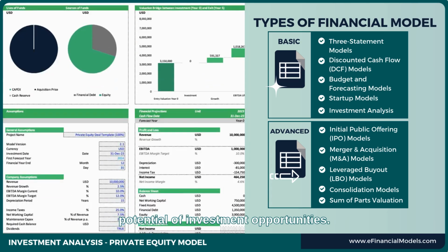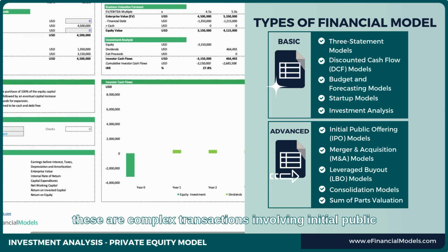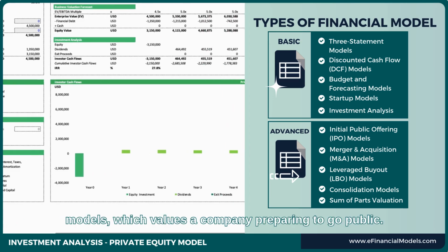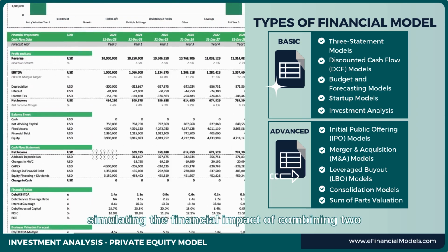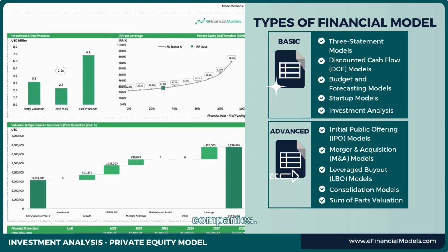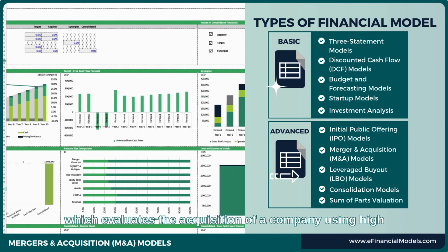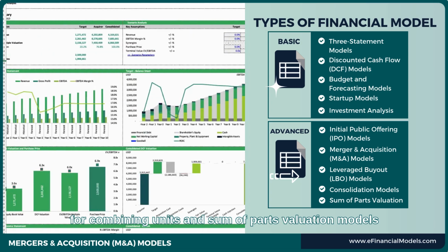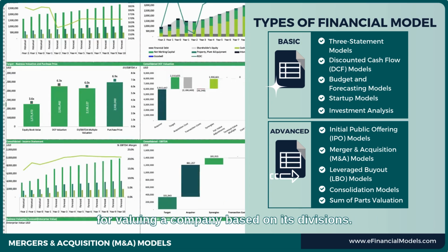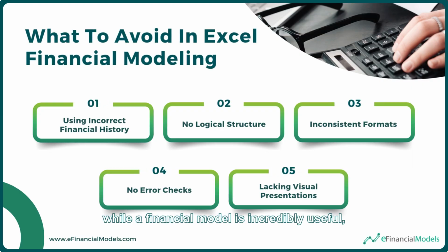And for advanced financial model types, these are complex transactions involving initial public offering, IPO, models, which value a company preparing to go public. Merger and acquisition, M&A, models, simulating the financial impact of combining two companies. Leveraged buyout, LBO, models, which evaluate the acquisition of a company using high levels of debt. Other advanced models include consolidation models for combining units and sum of parts valuation models for valuing a company based on its divisions. And lastly, while a financial model is incredibly useful, it is only as good as its builder and the assumptions fed into it.